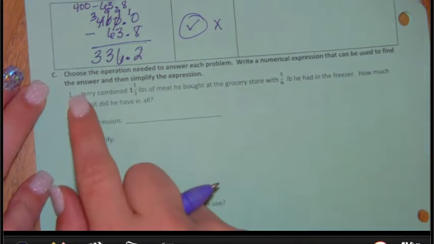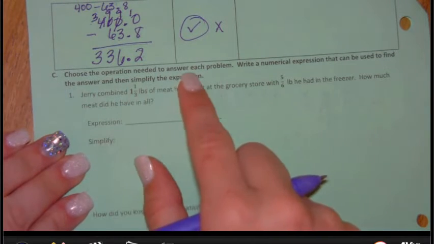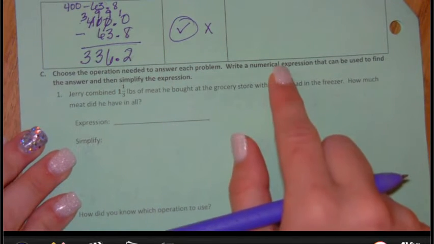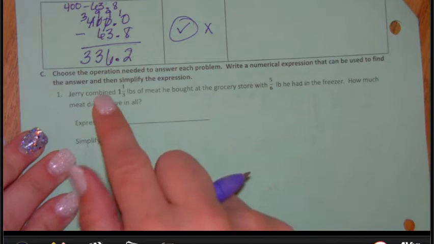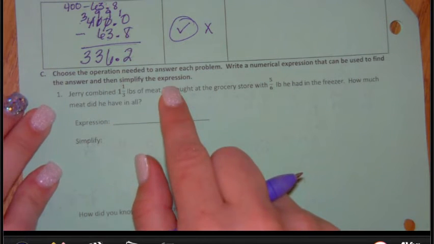All right, let's look at letter C. Choose the operation needed to answer each problem. Write a numerical expression that can be used to find the answer, and then simplify the expression.